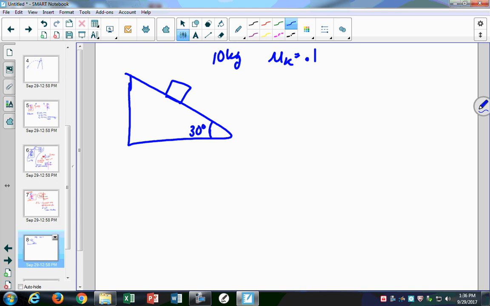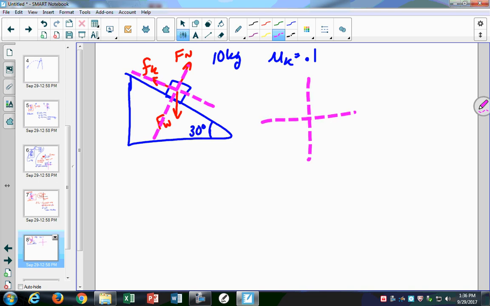I have my normal force, Fn. I have the kinetic frictional force, Fk. I have the weight. And that's all that I have. The next thing that I'll do is I'll draw my coordinate system. It'll look like that. I'll redraw it over here. Now remember, this angle right here is 60 degrees. That's 90 minus 30.